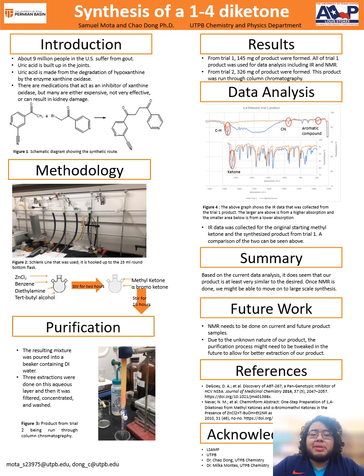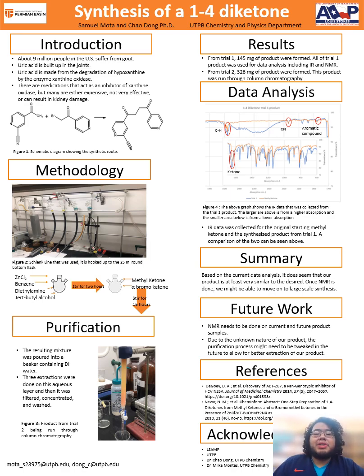Gout is one of the most common types of inflammatory arthritis and it affects about 9 million people in the US. When one suffers from it, there is an overproduction of uric acid from the degradation of purines by the enzyme xanthine oxidase. Now, there are already medications that inhibit this enzyme, but many are usually too expensive, not very effective, or can actually result in kidney damage. So we're working on a precursor to an improved drug.